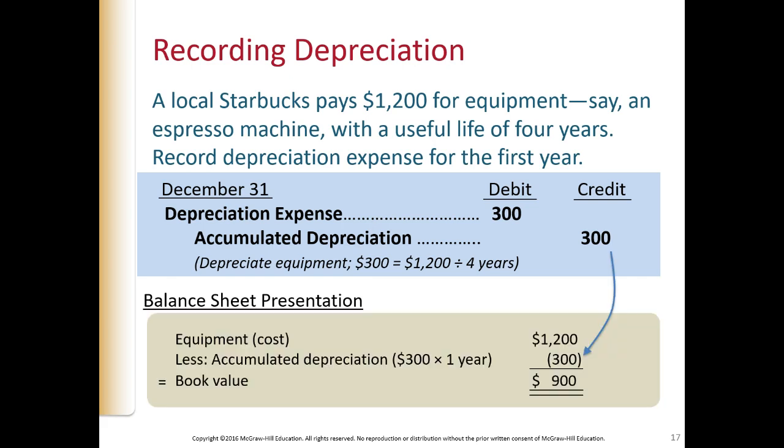Here's how you would show it. The original equipment cost, $1,200, and then this credit to accumulated depreciation comes in here and is a negative number in the asset section, so it reduces the equipment down to a book value of $900. So book value, the definition for book value for accounting purposes, is the original cost of the asset less the accumulated depreciation taken to date. So the original cost less accumulated depreciation, that is book value for accounting purposes.